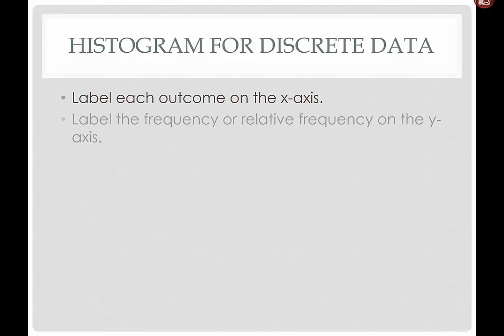So we want to create a histogram for the discrete data. The first thing we need to do is draw your x and y axes, and then we're going to label the x-axis with each of the outcomes. So that's going to be your 2, 3, 4, 5, 6, 7, 8, 9, 10, 11, and 12 for each of the sums of the rolls. And then your y-axis is going to be the relative frequency or the frequency, okay? Just like we did with the qualitative data.